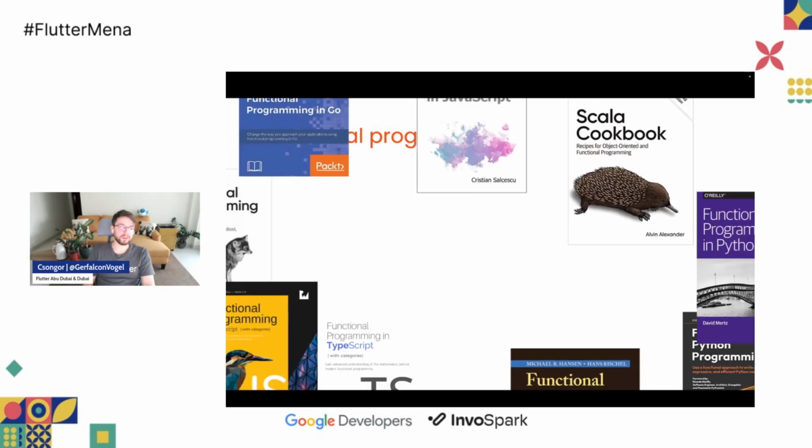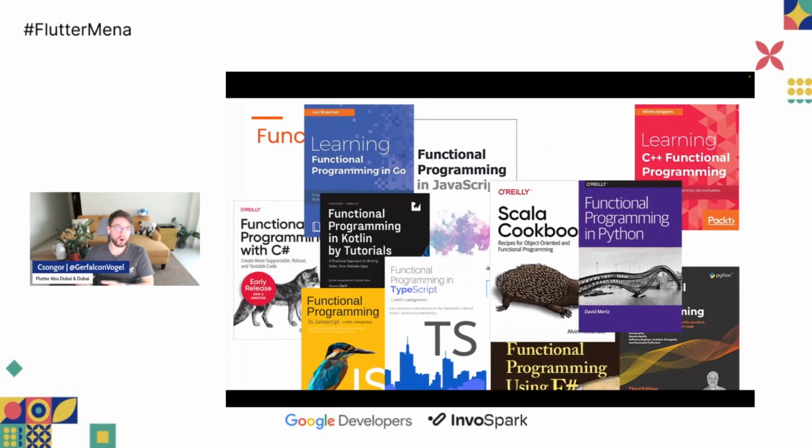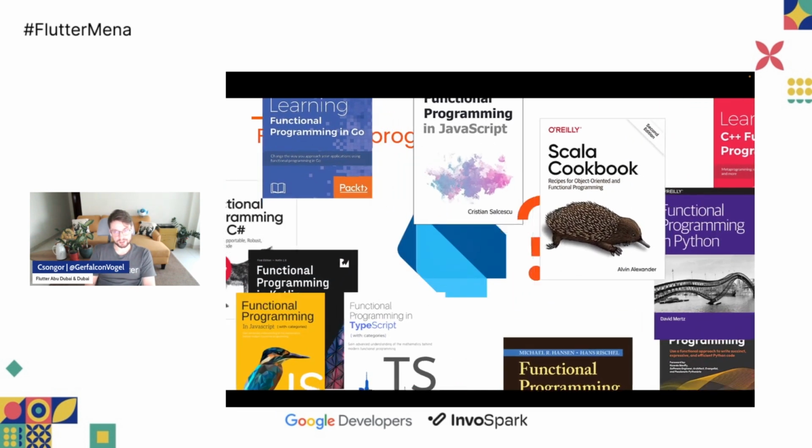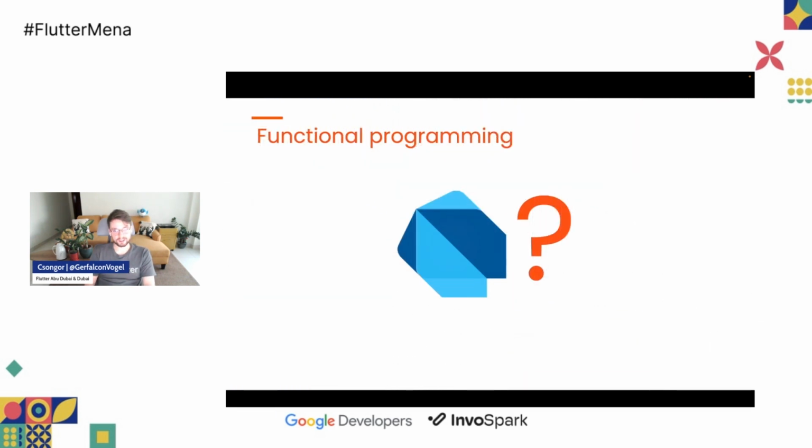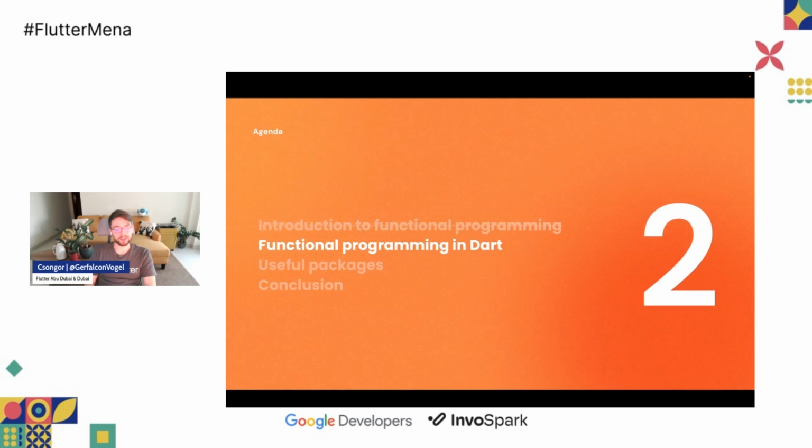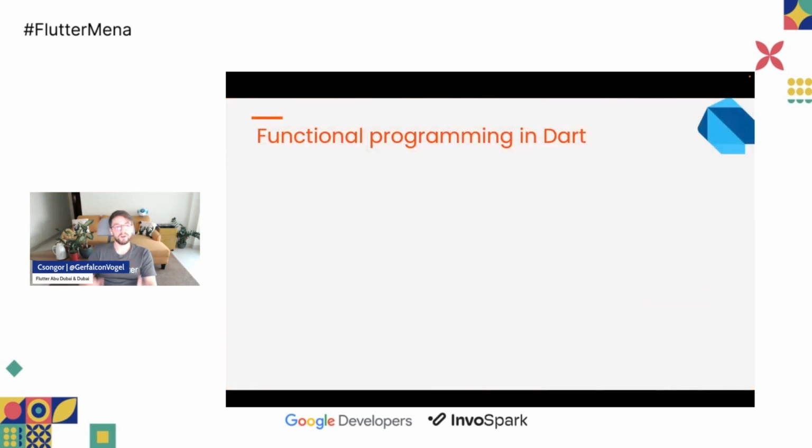The good news is that most of our modern languages are capable of supporting a set of language features for functional programming. But what about our beloved language, the Dart language? In this second section, let's take a look at that. What are the main functional programming language features that we can use?